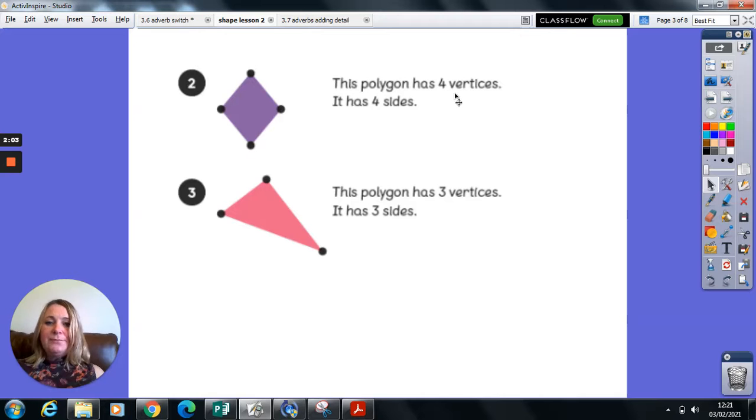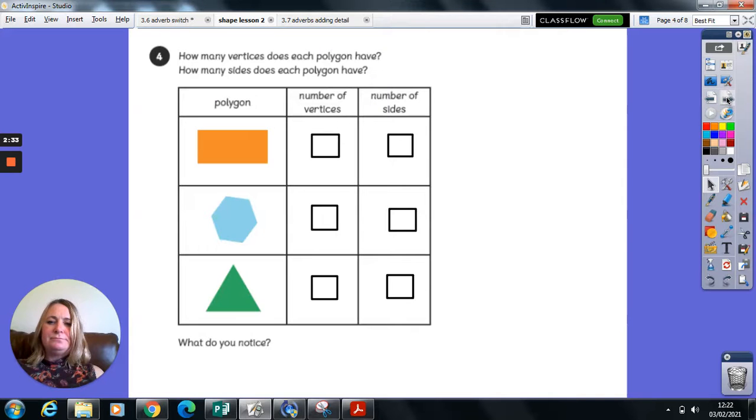This polygon has 4 vertices and it has 4 sides. Can you see the 4 vertices? 1, 2, 3, 4, and 4 sides. 1, 2, 3, 4. This polygon has 3 vertices and it has 3 sides. 4 vertices, 4 sides. 3 vertices, 3 sides. I wonder if anybody spots a pattern emerging.